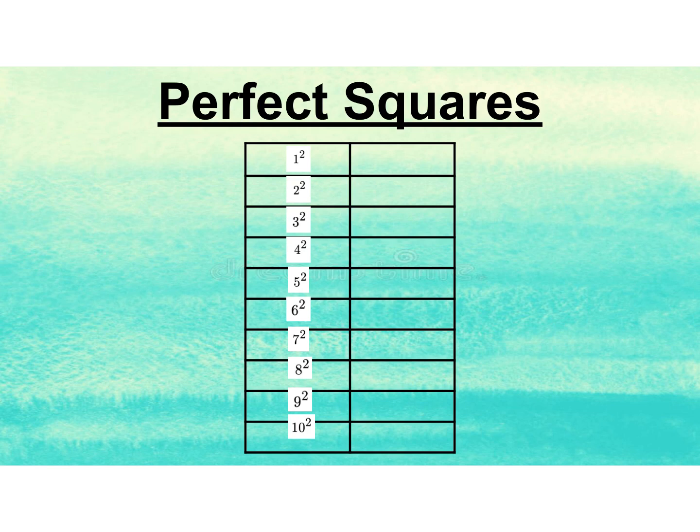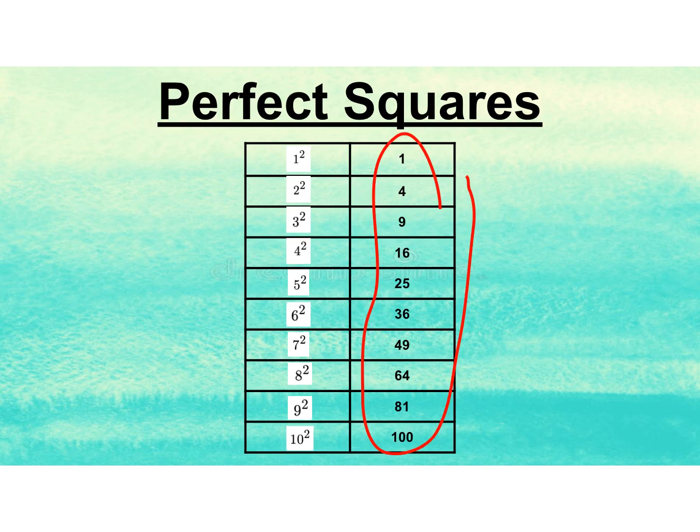One of the things we're going to do with the sides of a triangle is deal with square roots. So we have to know our perfect squares moving forward. Remember, when you square a number, you're multiplying it by itself. So the perfect squares are 1, 4, 9, 16, 25, 36, 49, 64, 81, and 100. If you can take the square root of 4, then you get 2.